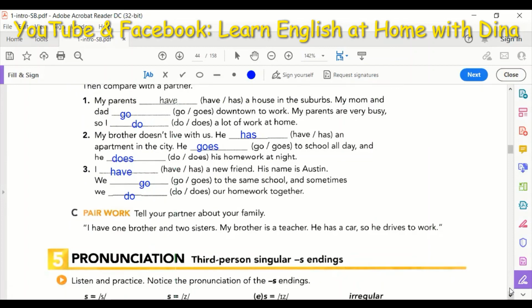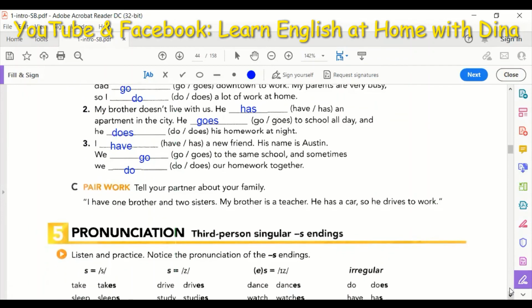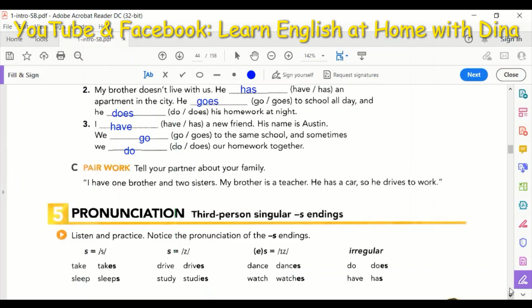And of course, the goal here is to use the simple present tense. أهم حاجة هنا إن إحنا نستخدم ال simple present tense.